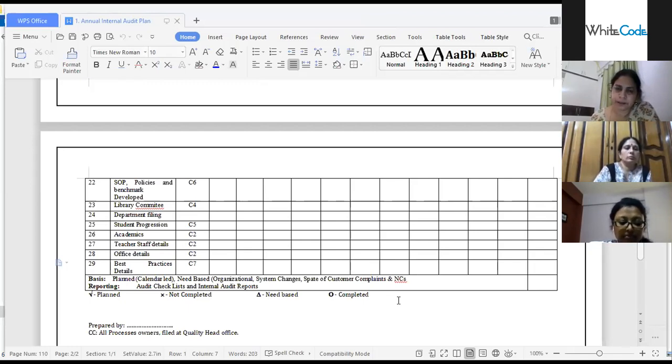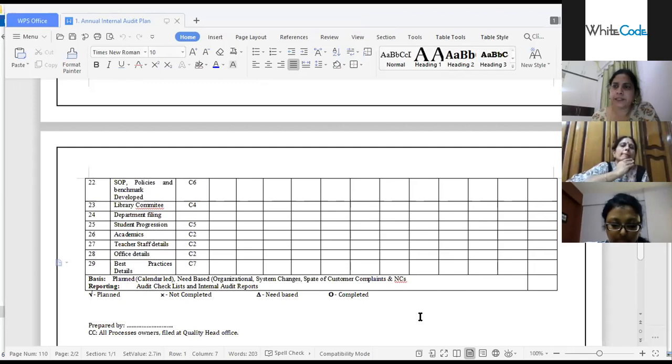Badrunesha madam. Yes, sir. I have one question. Yes, sir, please. What will be the frequency of audit? I mean, some of the activities last for a complete academic year. So if you are auditing in between, then what will happen to the rest of the part?